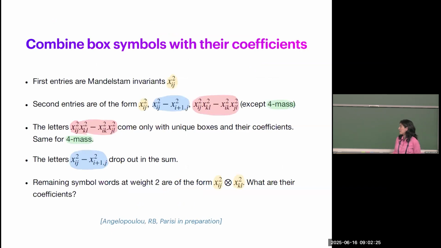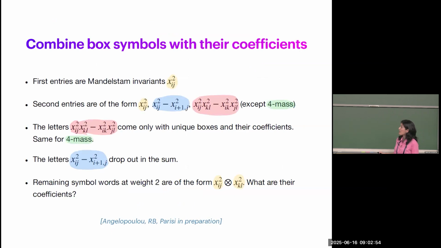So, okay, now I'm coming to some actual work in progress with my student, Nancy Angelopoulou, and with Matteo Parisi, who is, I think, on his way to this conference in a couple of days, I hope. So what we find when we do this is, okay, no surprise, we verify the first entry condition. You can see this from boxes. First entries have to be the Mandelstam invariant letters only.